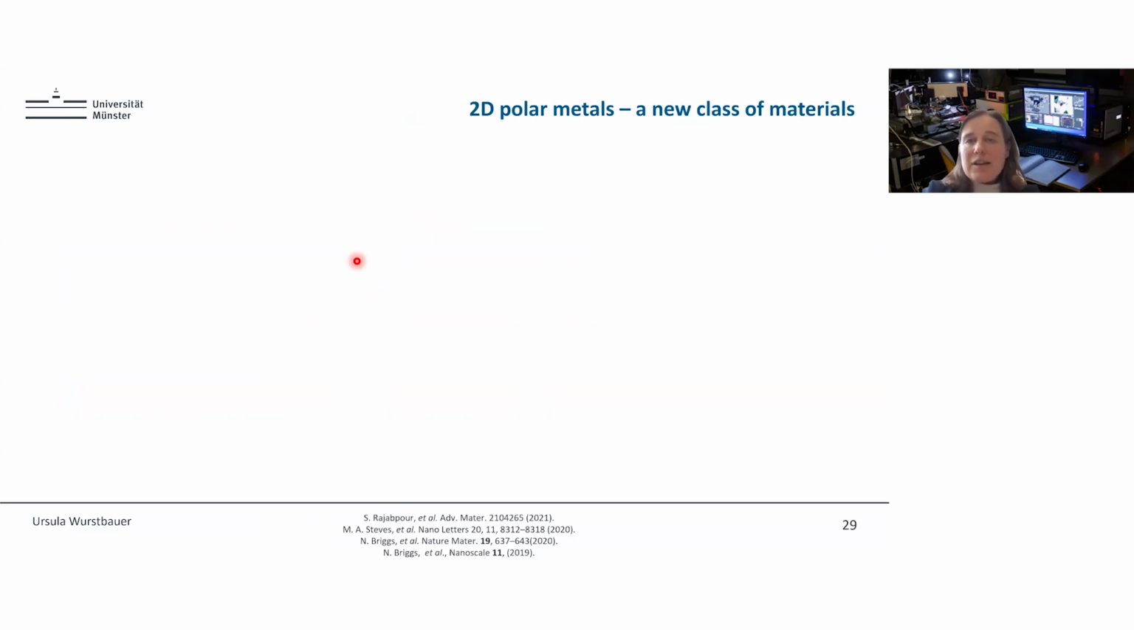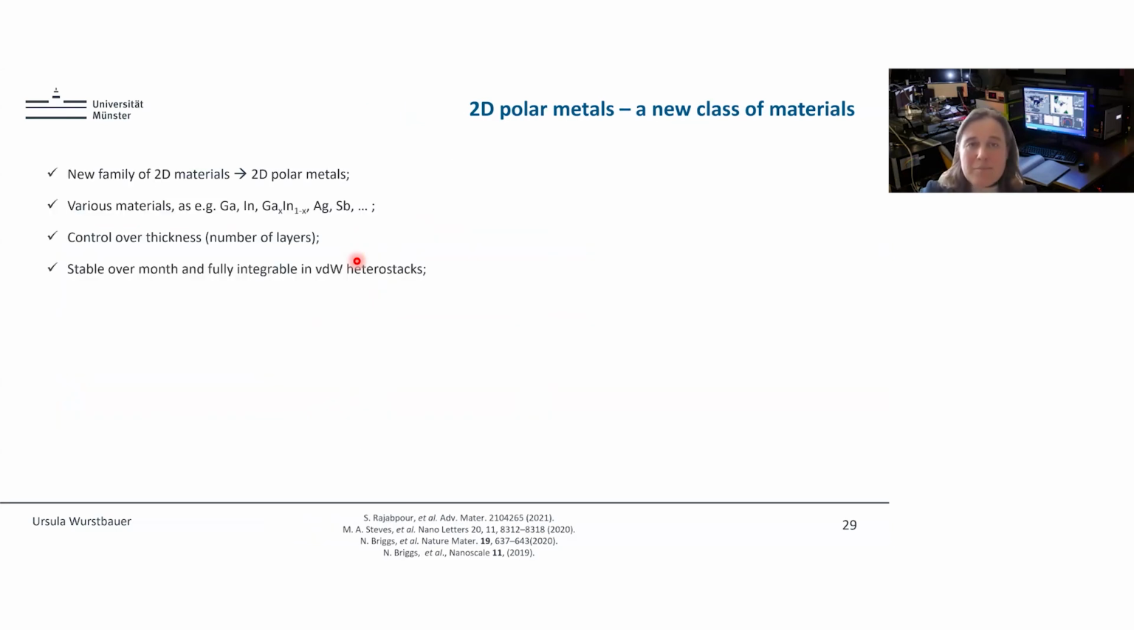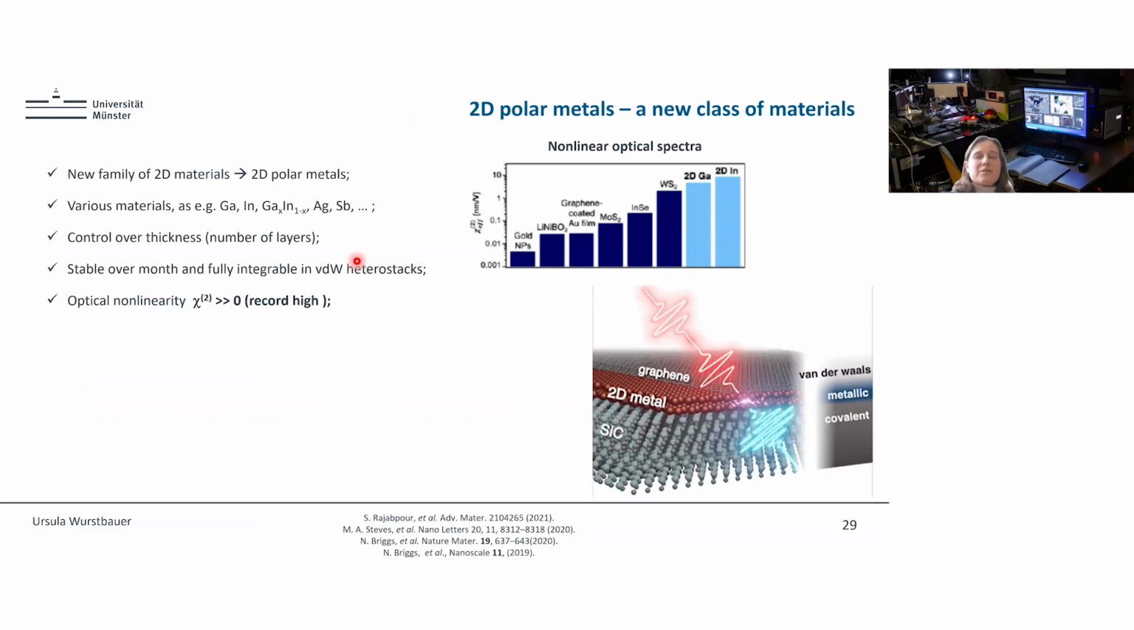In addition, we have many interesting properties. This material shows high optical nonlinearity, the second order susceptibilities exceeding those, for instance, of the well-known transition metal chalcogenides, much larger than, for instance, gold nanoparticles. It's fully compatible with van der Waals heterostructures, so on top of graphene, you can combine it with any other material. It's stable over months and even years, so we remeasure them over a long time.